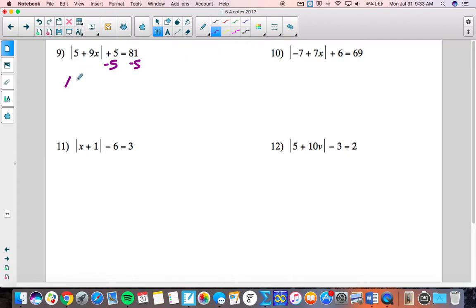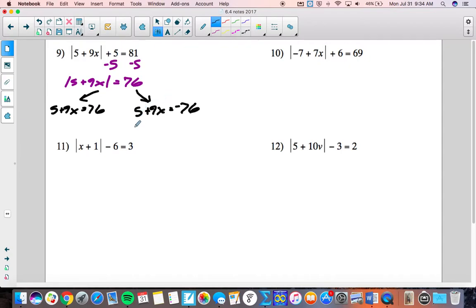So we get the absolute value of 5 plus 9x equals 76. Now the absolute value sign is isolated. There's nothing outside of it on that side of the equal sign. So now we do our copying, dropping the absolute value signs. We do 5 plus 9x equals 76, and we do 5 plus 9x equals -76.